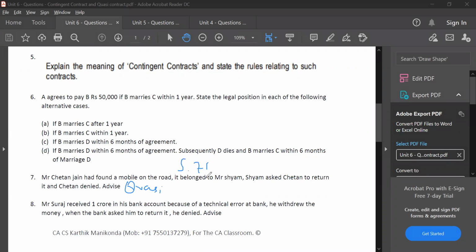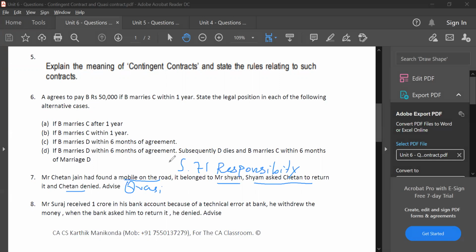Section 71 says... No, sir, it is section 72. No, I just saw it. See, it is 71 only. Chetan had found a mobile. Finder of goods, it is 71 only. Section 71. Chetan Jain found a mobile on the road. It belonged to Mr. Shyam. Shyam asked Chetan to return it and Chetan denied. So responsibility of finder of lost goods. Finder of goods, he has to return it.